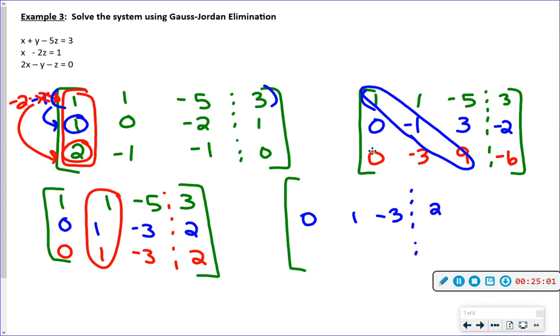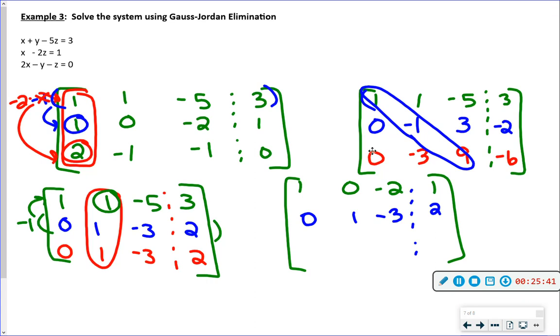So we need to swap out the green one to a 0 and the red one. Does it matter what you do first? No, who cares? Okay, I'm going to do the top green one. So I want that to be a 0, so I'm going to have to times this guy by -1 and then add it into the top. So -1 times 0, 0, plus 1. -1 times 1, -1, plus 1, that's what we needed. -1 times -3, 3, plus -5. -1 times 2, -2, plus 3. Should close that up.